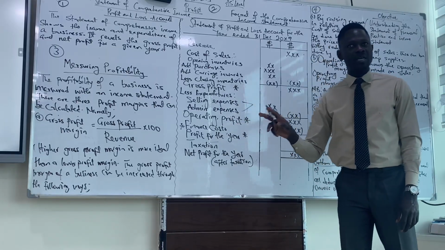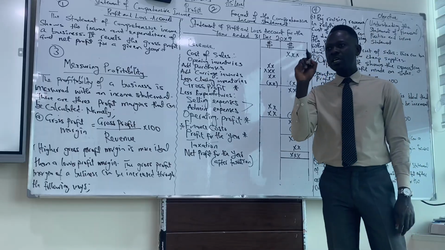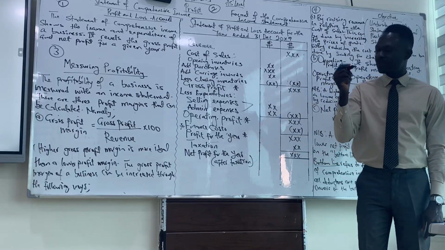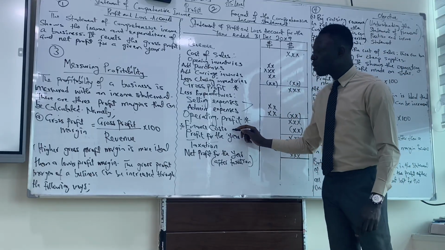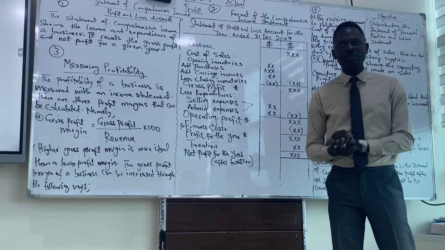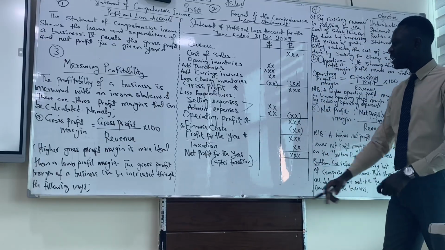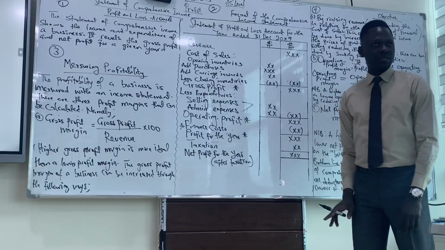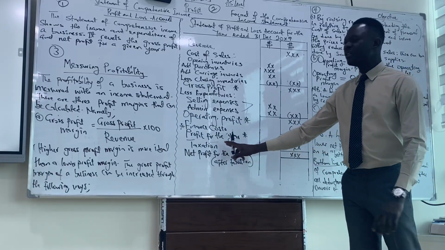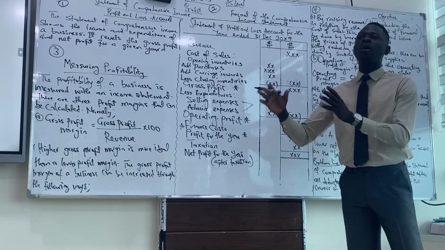Do we understand the point I'm making here? Yeah. Finance income is added to the operating profit because it's an income. Finance cost is deducted from the operating profit. Is it clear, please? As soon as that is done, we have our profit for the year. The profit for the year is the profit made by the business after all deductions.